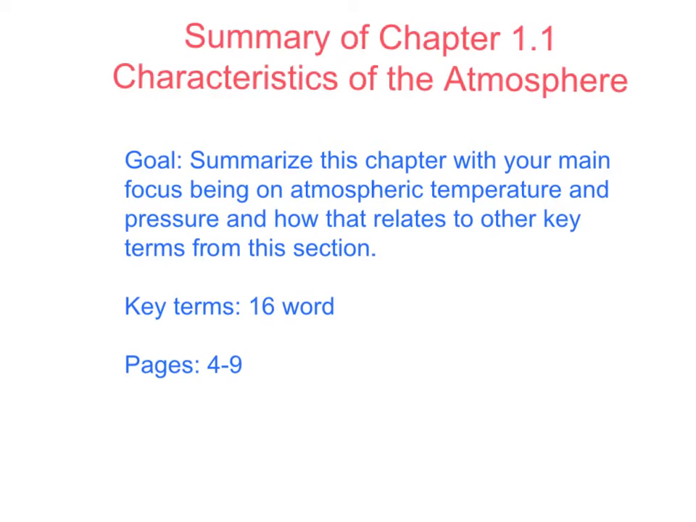To begin, you will complete a summary on Chapter 1.1. This section is on the characteristics of the atmosphere. Your goal for this summary is to summarize this chapter with your main focus being on atmospheric temperature and pressure and how that relates to other key terms from this section.